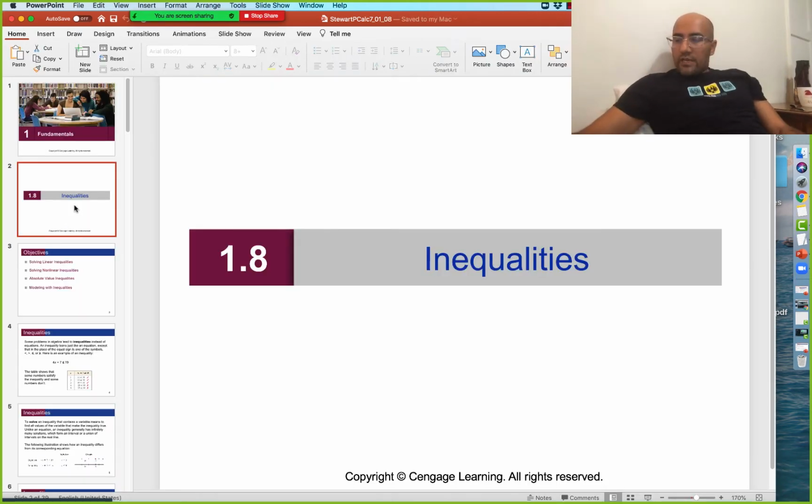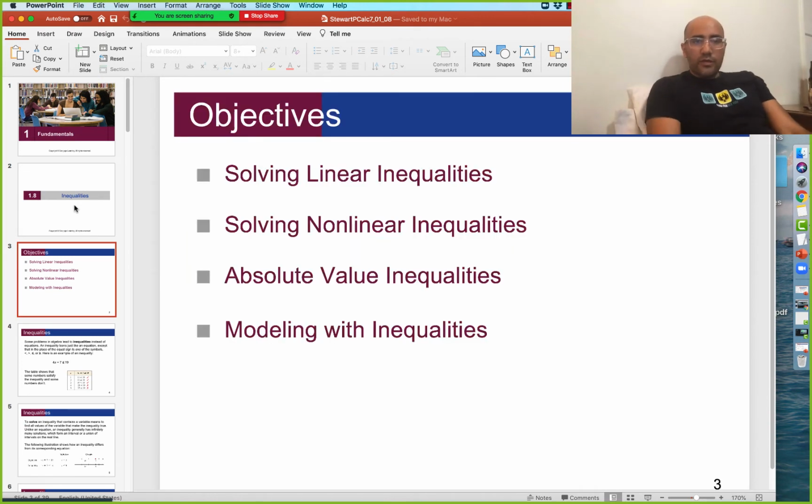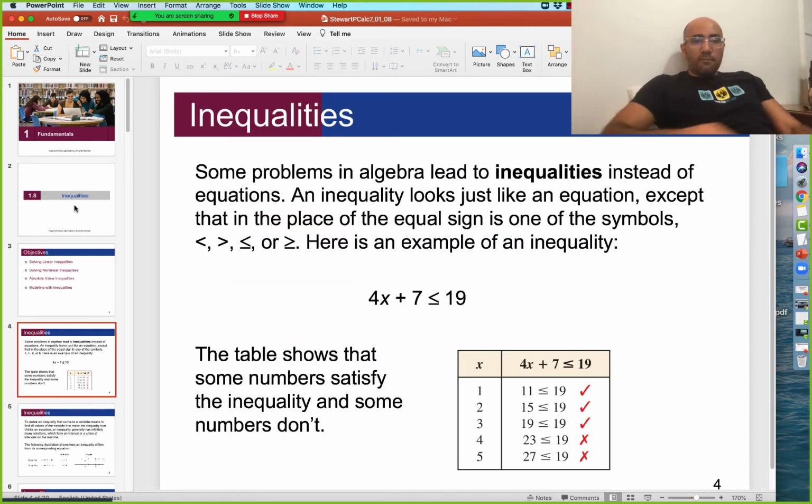Okay, moving on to inequalities. This should be the easiest section we've covered so far. We won't spend much time on it. 1.8, inequalities. So here we'll be looking at solving linear inequalities, solving non-linear inequalities, absolute value inequalities, and then a little modeling with inequalities.